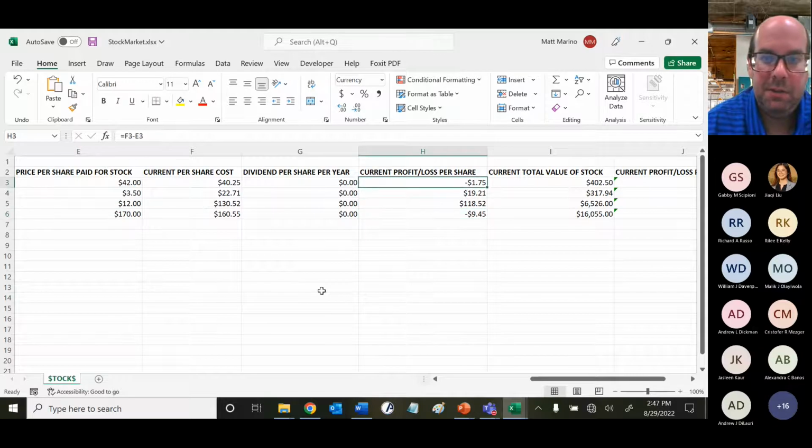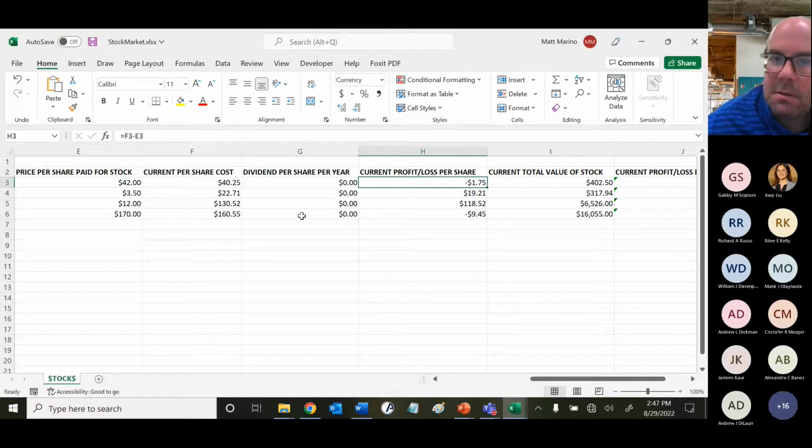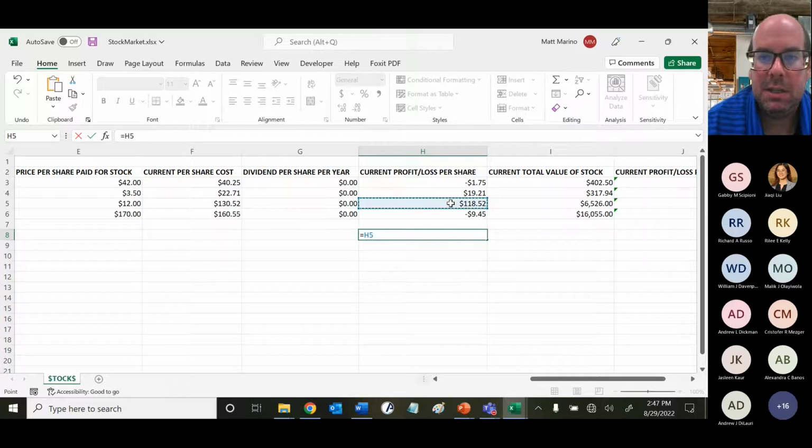So for two of these, we've lost money. For two of them, we've gained money because 2271 is greater than 350 and 130.52 is greater than 12. So does that make sense? Yes. So this is just per share. So if you wanted to find out how much you made, you would multiply these by your number of shares.